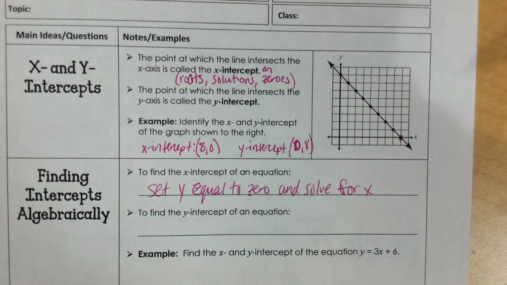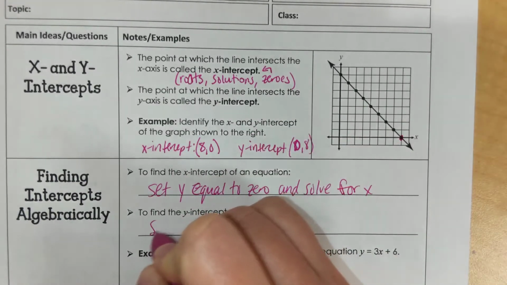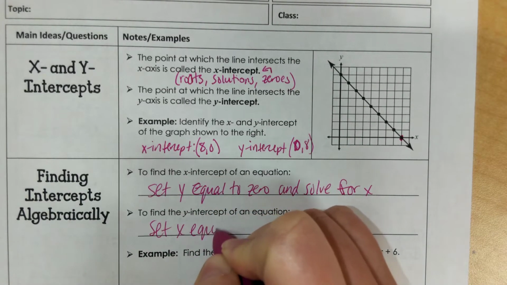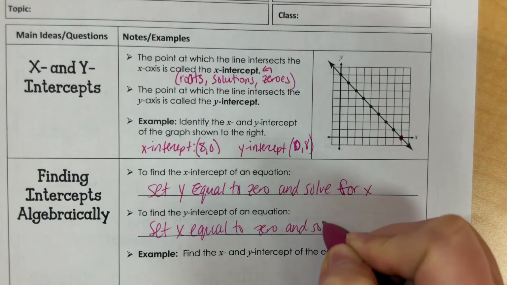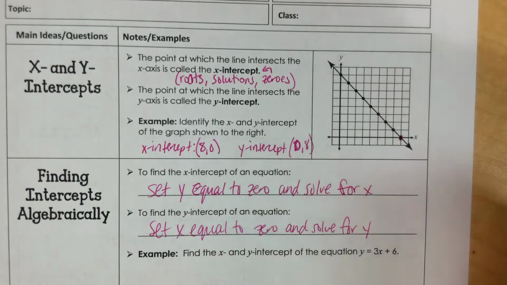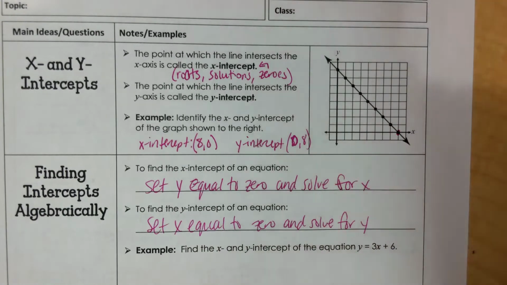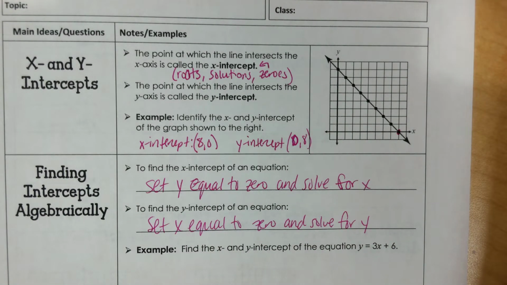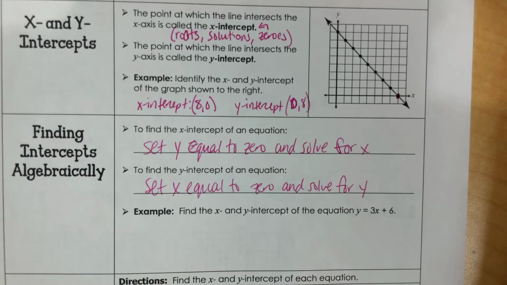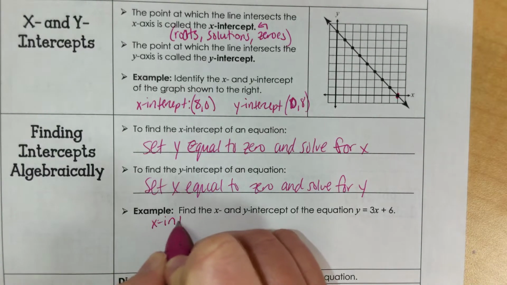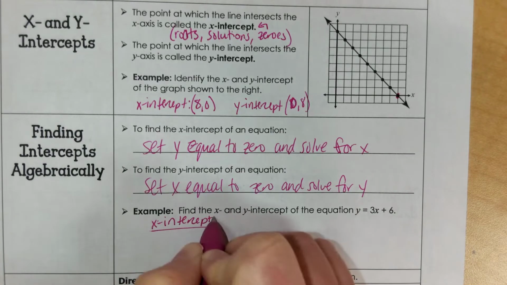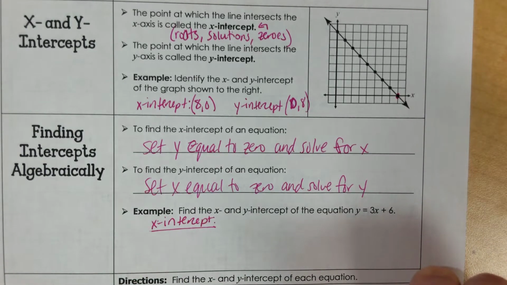Now, to find the y-intercept of an equation, we are going to set x equal to 0 and solve for y. So the exact opposite of what you would do for an x-intercept. All right, so for an example question, we're asked to find the x and y-intercept of the equation y equals 3x plus 6. So to find the x-intercept, okay, notice it's not in standard form, so we can still do this. It's not a big deal.